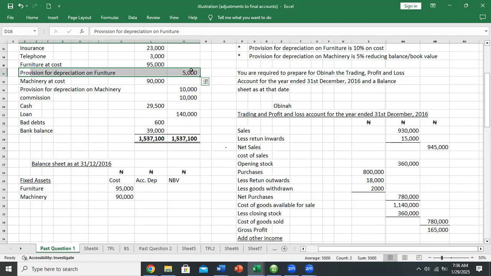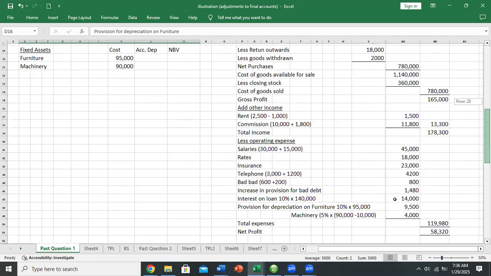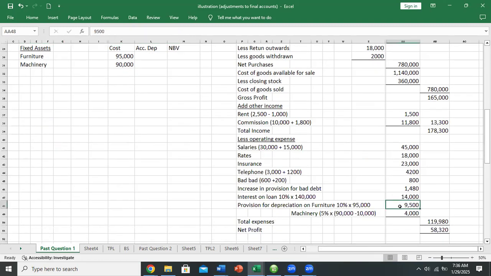So pick that figure and then come to your profit and loss account because you have already done that calculation on furniture. So 9,500. Add the two together and that is 14,500. So that becomes your accumulated depreciation. Don't forget this, please.